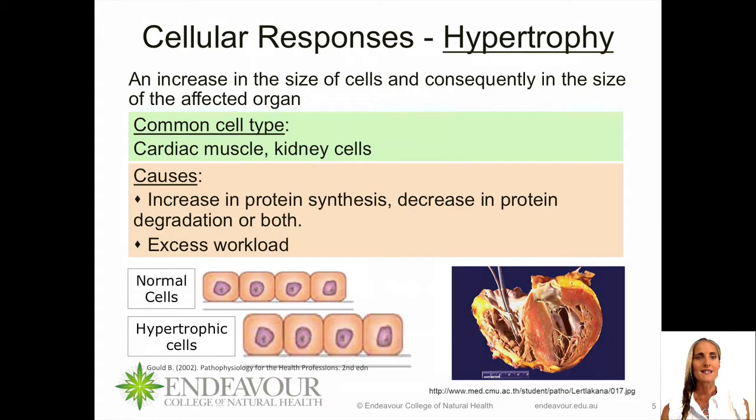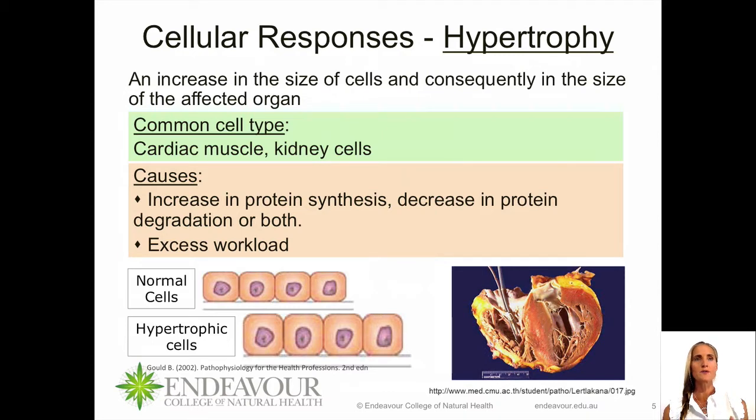Hypertrophy is the opposite of atrophy, and this is the increase in the actual size of the cells and consequently the size of the affected organ. One of the common places this happens is in cardiac muscle cells and kidney cells. This can be pathological or non-pathological, meaning that it could be disease-related or not. It can be caused by an increase in protein synthesis and a decrease in protein degradation, or both. Also, excess workload can result in cellular hypertrophy.